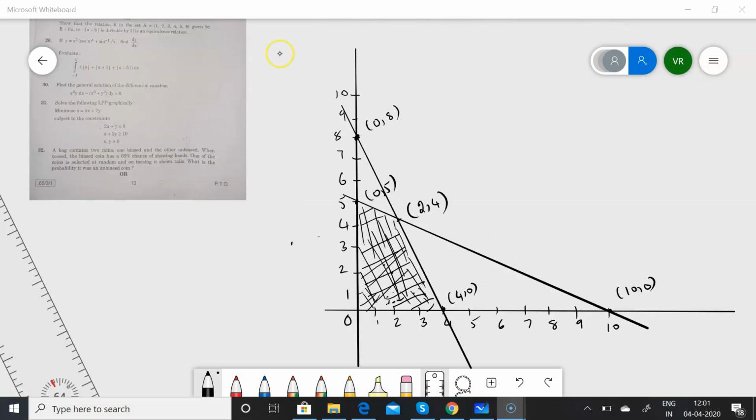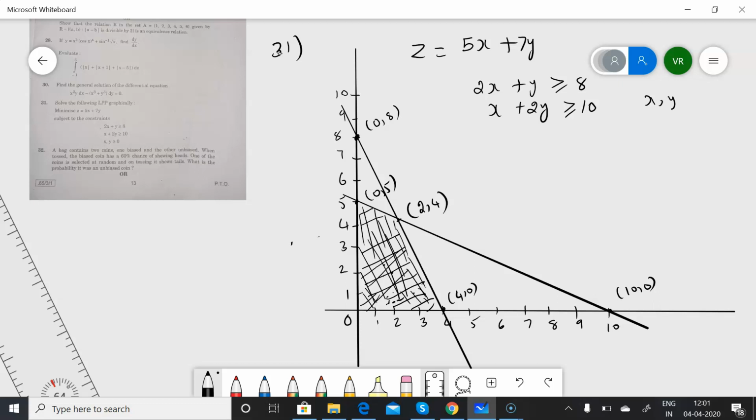Now coming to the 31st question, solve the following LPP graphically. Minimize z is equal to 5x plus 7y, subject to the constraints 2x plus y is greater than or equal to 8 and x plus 2y is greater than or equal to 10, where x, y are greater than or equal to 0.